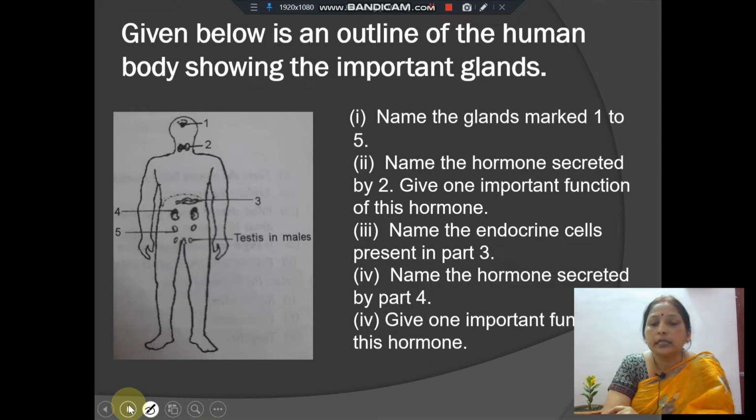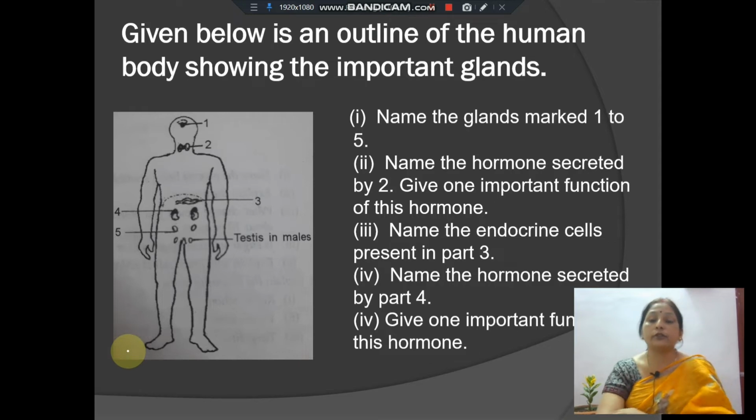Name the hormone secreted by part 4. The hormone secreted by the adrenal gland is adrenaline. Give one important function of this hormone. Adrenaline is also termed the fight or flight hormone. It prepares the body for stress situations or emergency situations. So moving to the next slide.